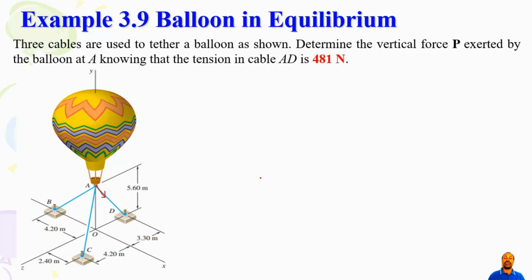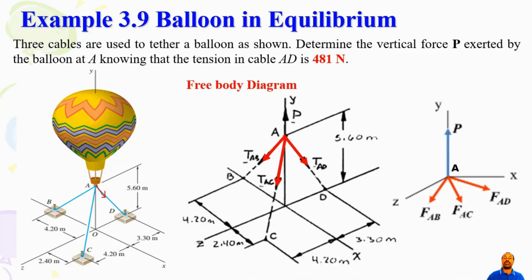You have a balloon, and a balloon contains air, so the pressure is exerting in the upward direction. It is attached to the ground at points B, C, and D. Now let us see the free body diagram first. So this is the free body diagram.